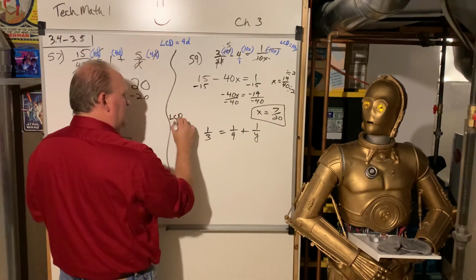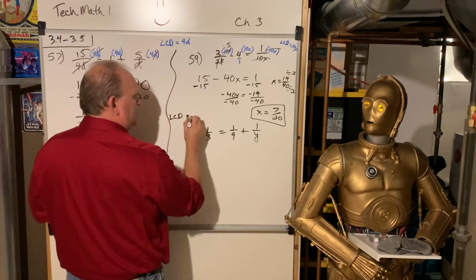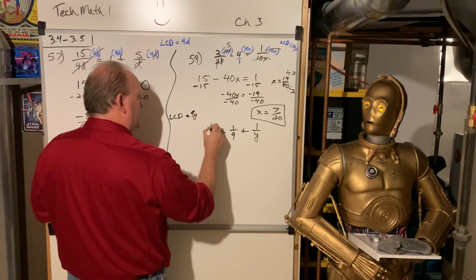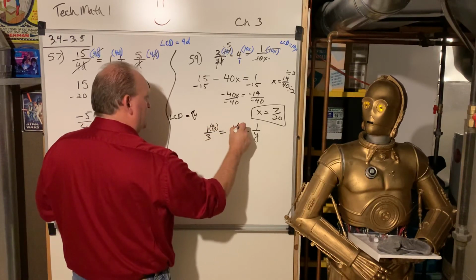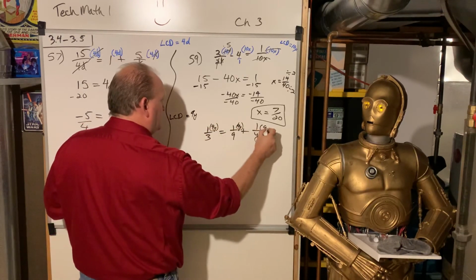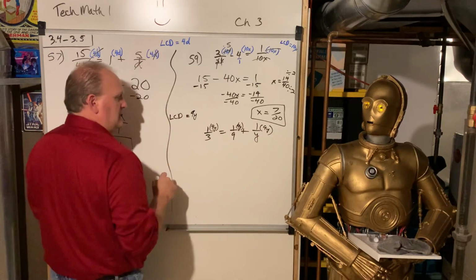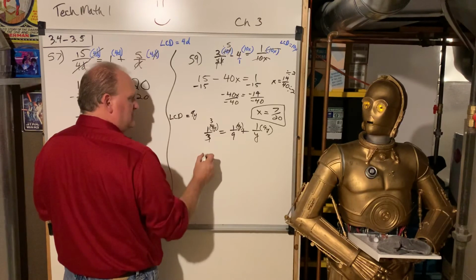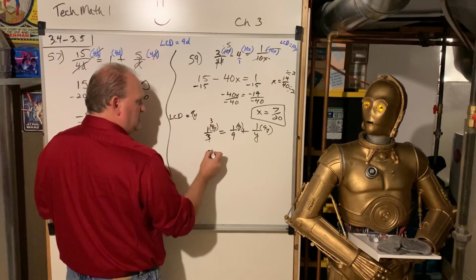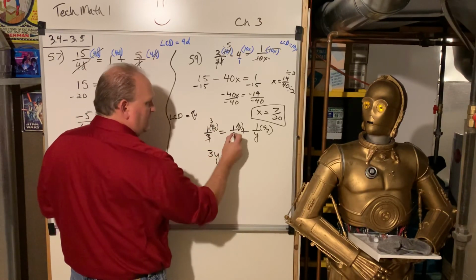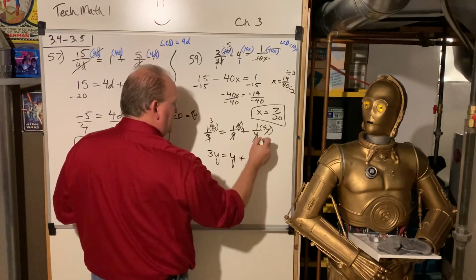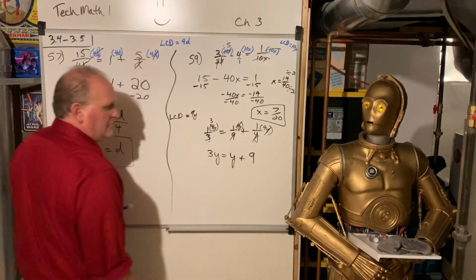LCD there. We got 3, we got 9, we got y. So it's 9y. So throw a 9y here, 9y there, and a 9y there. Each term you multiply by the same thing, 9y. So that 3 goes into the 9 3 times, 1 times 3 times y is just 3y. 9's cancel, that's 1 times y, that's just y. Plus y's cancel, that's 1 times 9, it's just 9.